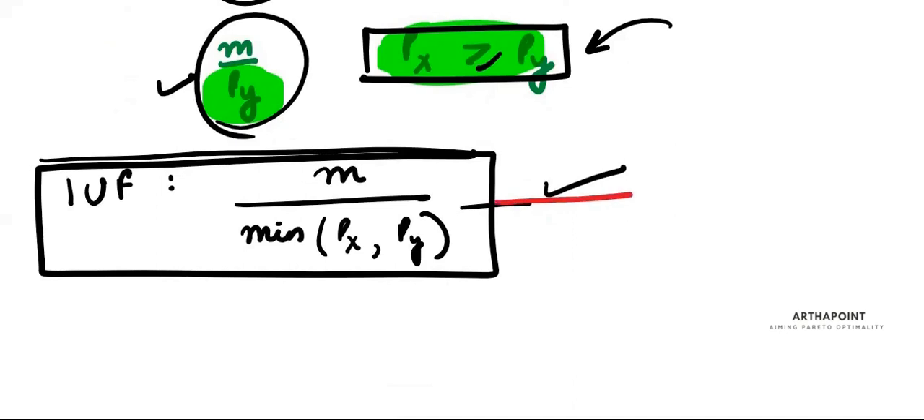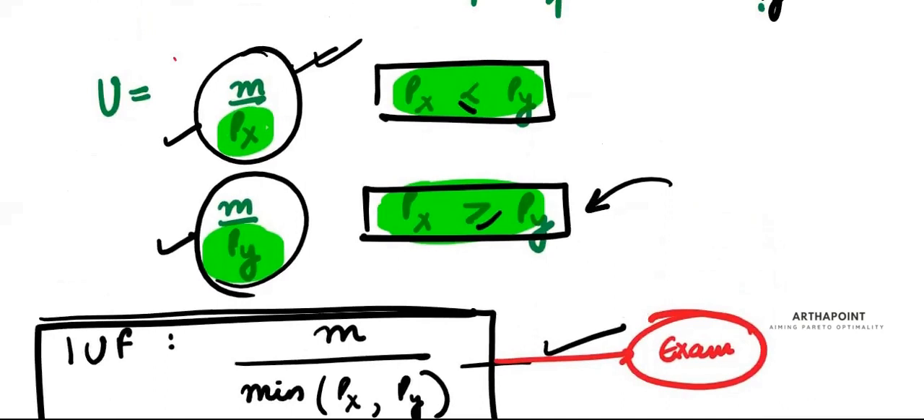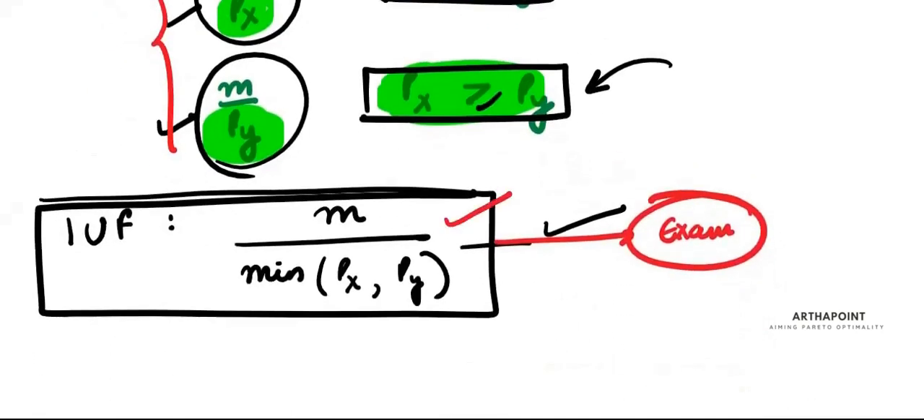This is something that has come a lot of times in different entrance exams. You would not be given a function like this. You would directly be given something like this, and you would be asked, which of the following goods have this kind of utility function, M upon min of Px, Py?